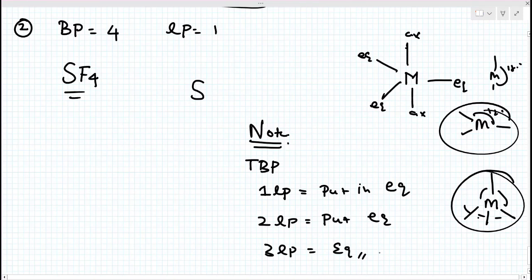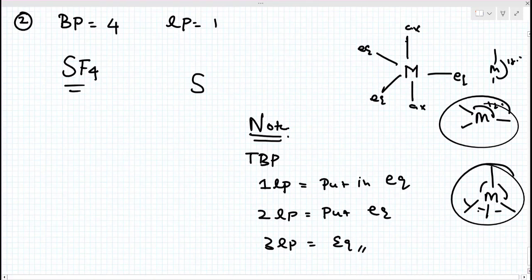Please understand, this is a very important point. In trigonal bipyramidal geometry, if we replace a bond pair by a lone pair, we remove an equatorial one and put the lone pair there. Don't put the lone pair in the axial position. Now I will show these three examples one by one.